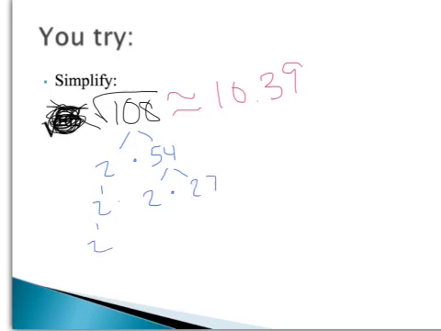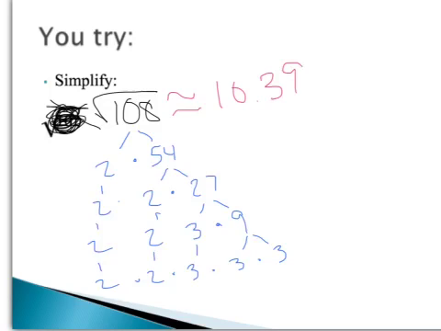Okay, 2 is prime, 2 is prime. 27 is not. 2 doesn't go into 27 though, so let's try 3. 27 divided by 3 is 9. So 3 times 9 will give us 27. Okay, keep going. 2's prime, 2's prime, 3's prime, 9 is not. So 9 divided by 3 is 3. So that means 3 times 3 will give us 9. So now we have all prime numbers here at the bottom.